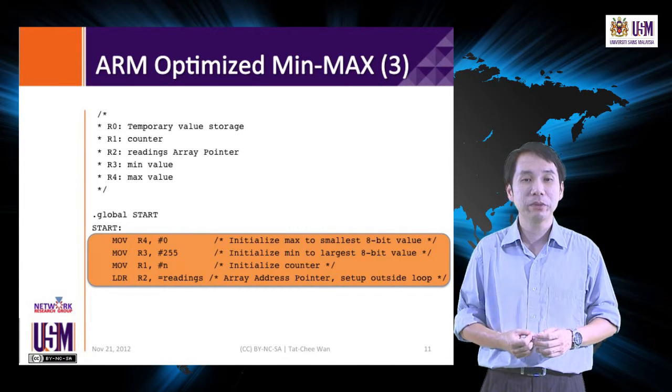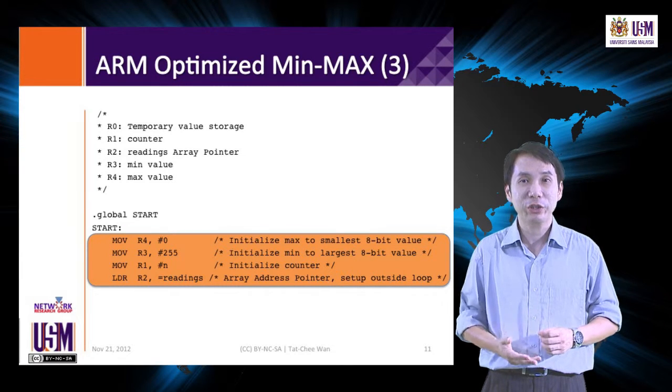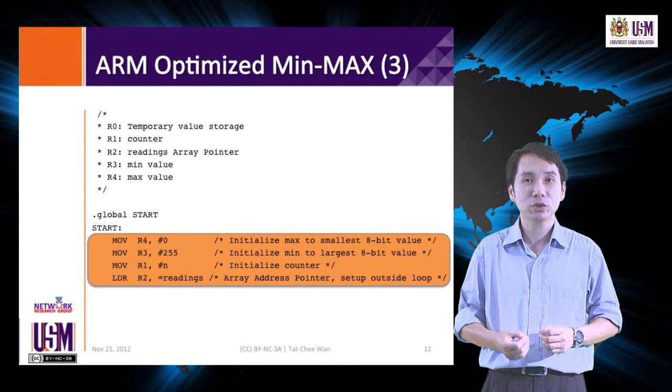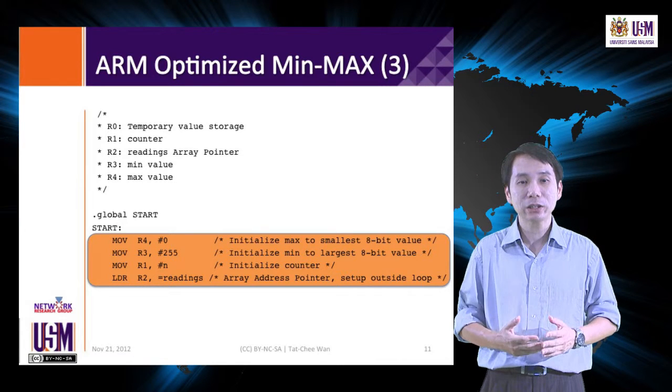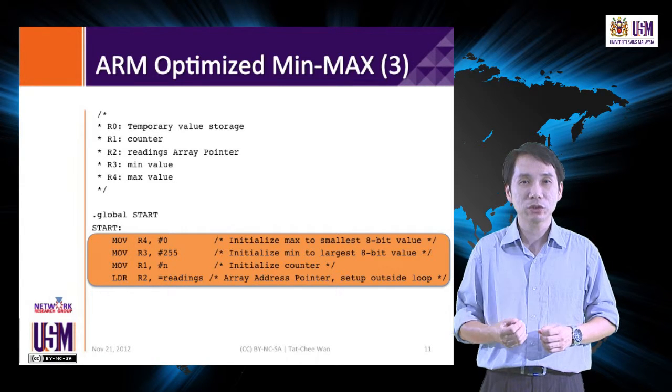R0 is used as a temporary value storage or scratch register. R1 is used to store the value of counter. R2 is used as an array pointer to the readings array. R3 would be used to store the minimum value, whereas R4 will be used to store the maximum value as we iterate through the number of readings.